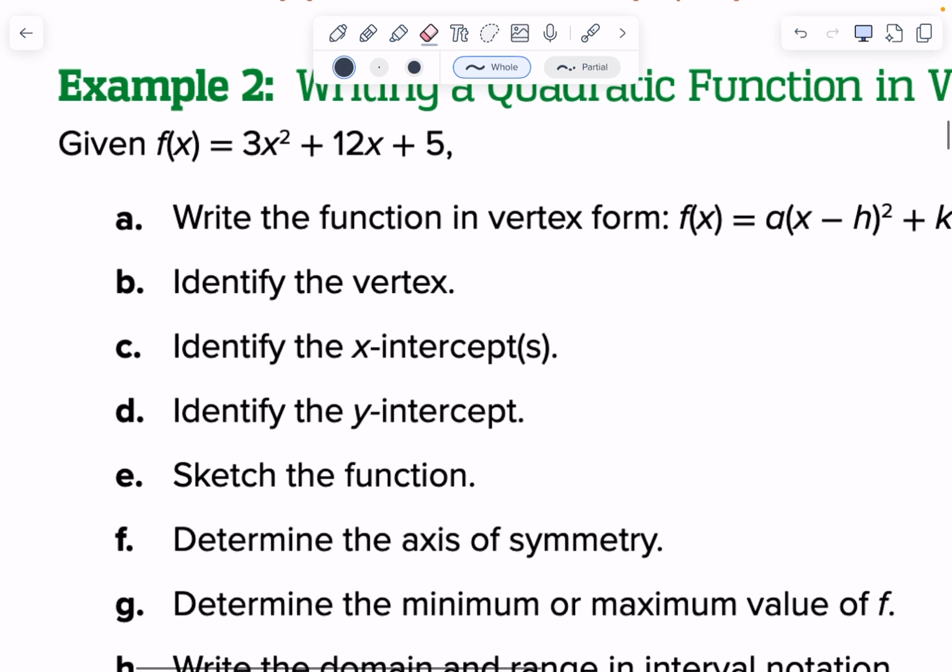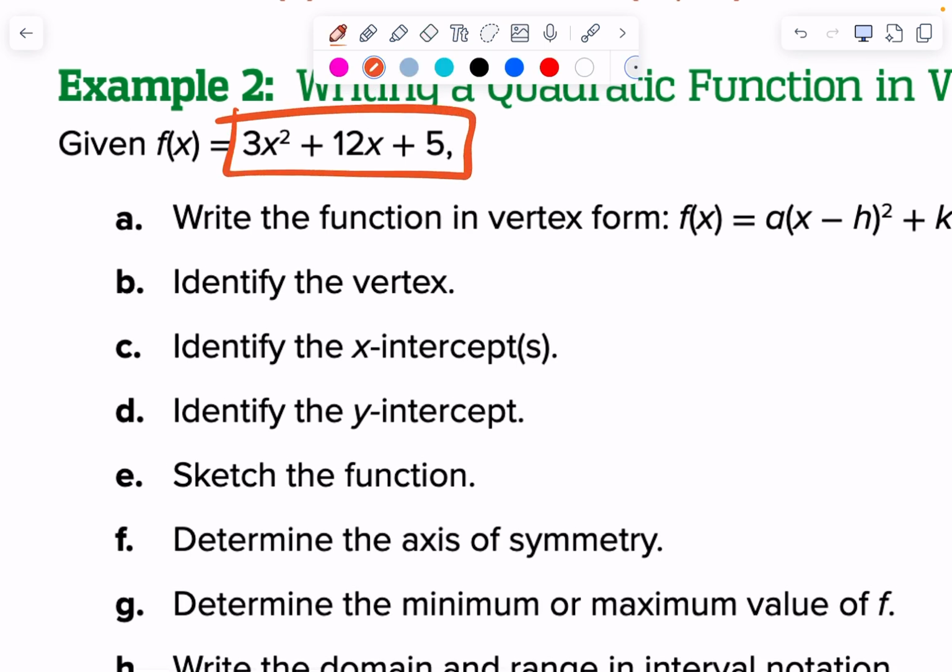This problem is in what form? Standard form.